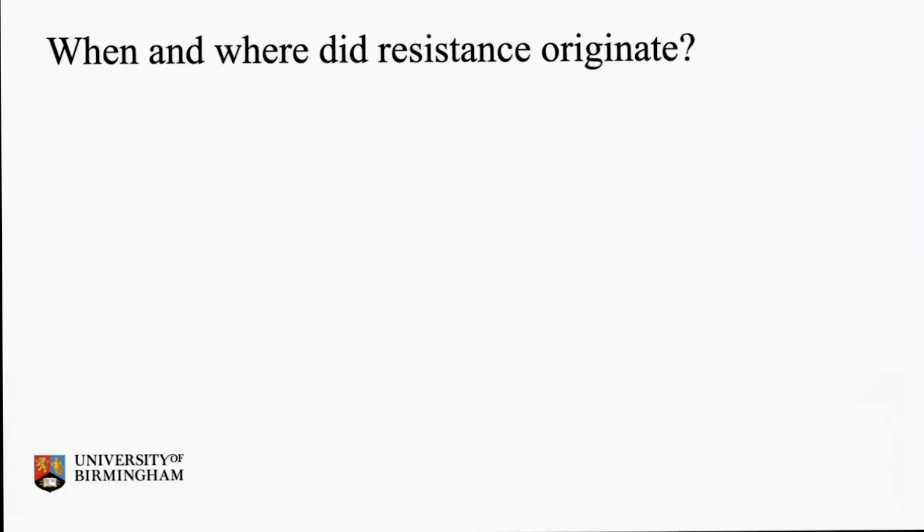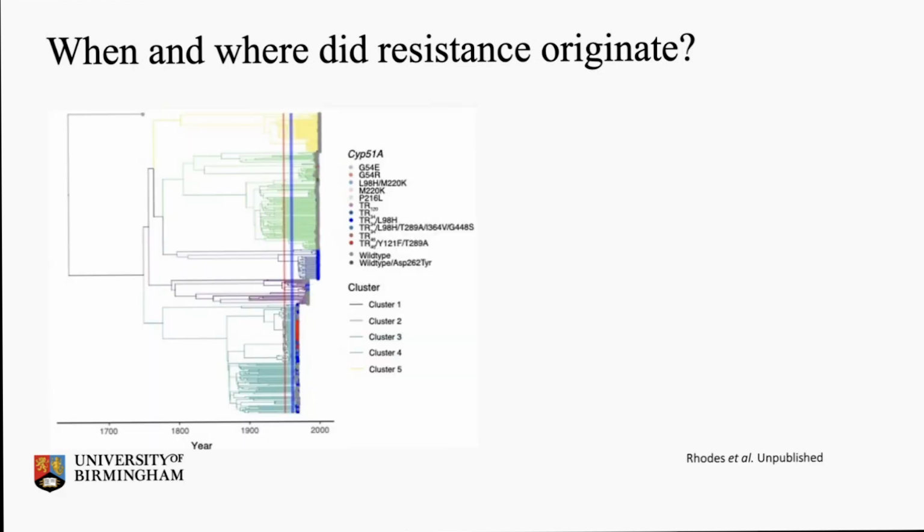So when and where did resistance originate? We looked into the spatial and temporal origins of both TR34 and TR46. TR34, through Bayesian analysis, seems to have originated in the late 1970s, and this has really good confidence values. TR46 seems to have originated a little bit earlier, which was a little bit surprising because it's not as commonly found, but the confidence around this estimation is a lot broader. So actually there is an overlap here, so it could have originated later.